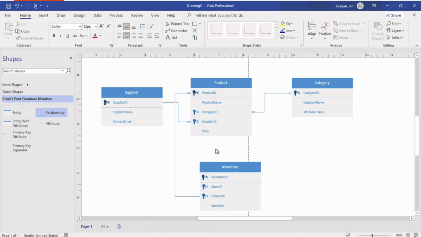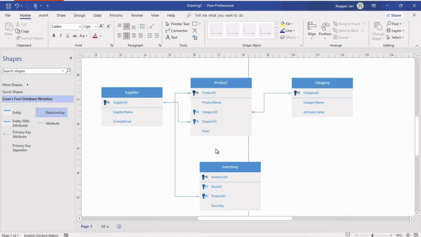And here I made some relationships with the products table. The first one is between the supplier and product, and it's showing that a supplier provides many products, and each product is supplied by only one supplier. And then the next is category to product, and basically it is saying each product belongs to one single category, and categories have many products in them.